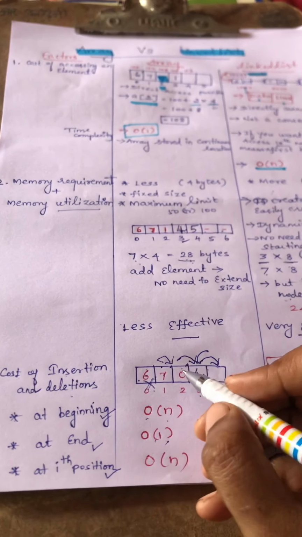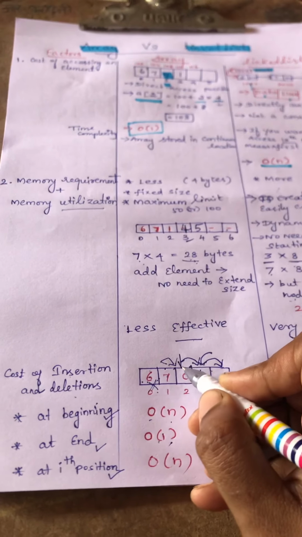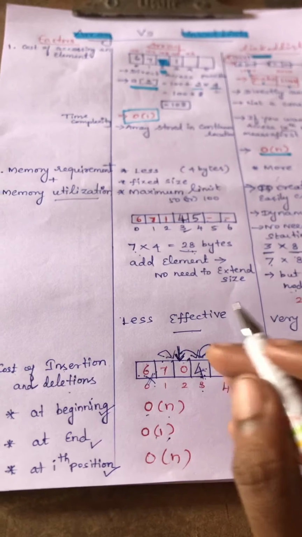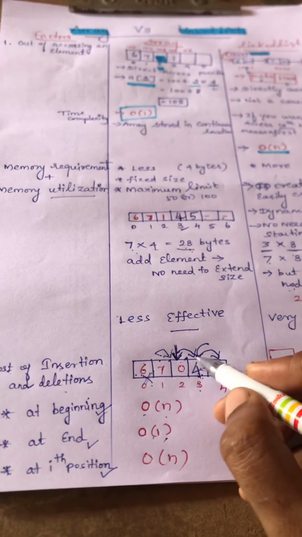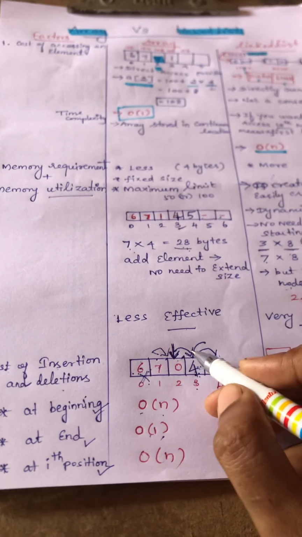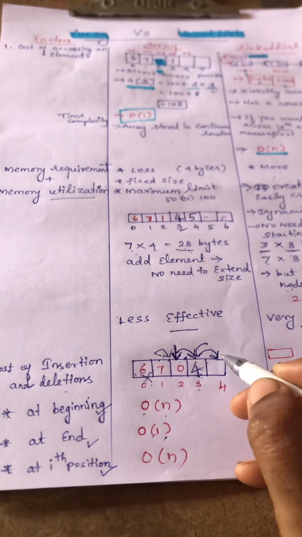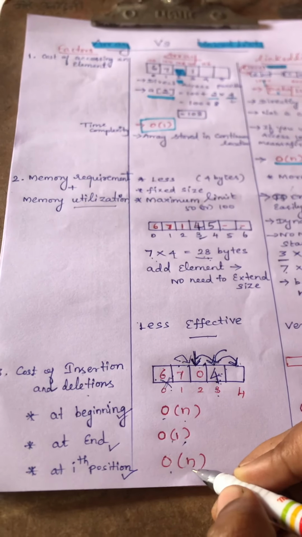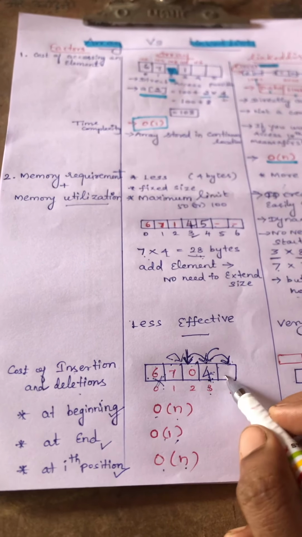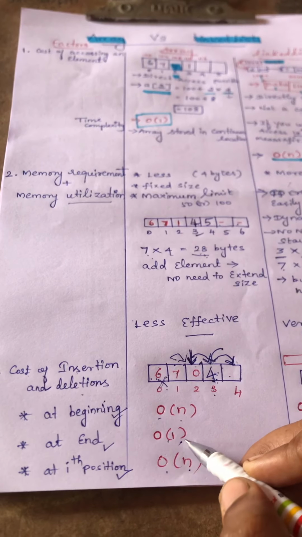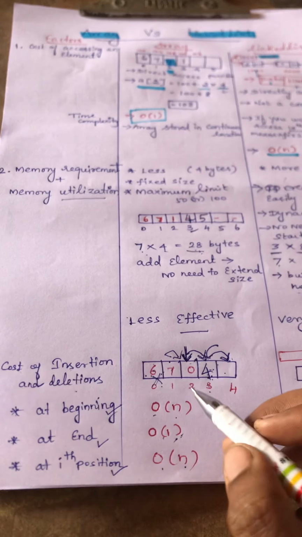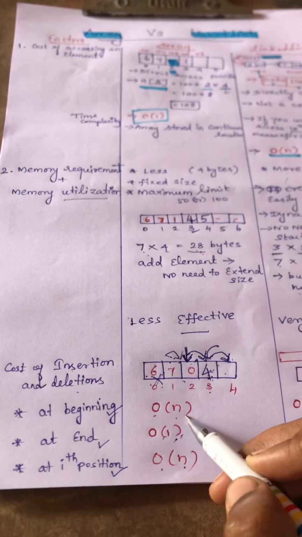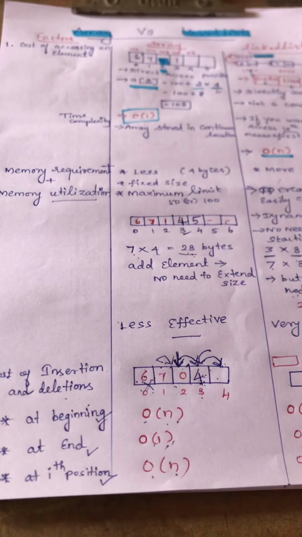In case I want to add at a middle position, at that time also the elements after that position have to be moved. So here also movement is the process, and the time complexity is order of n. If I add at the end, no problem, the time complexity is order of 1. If at the beginning or middle position, the time complexity is order of n.